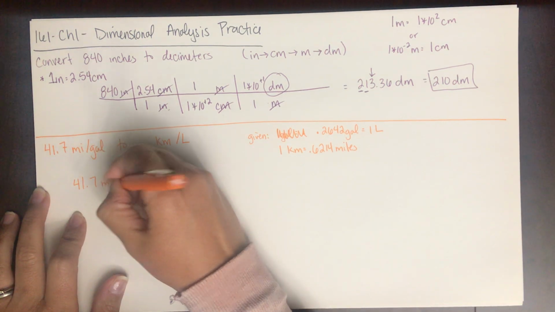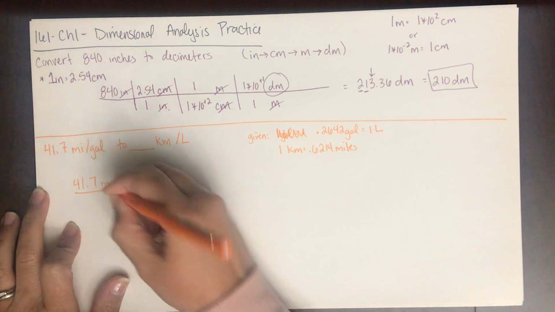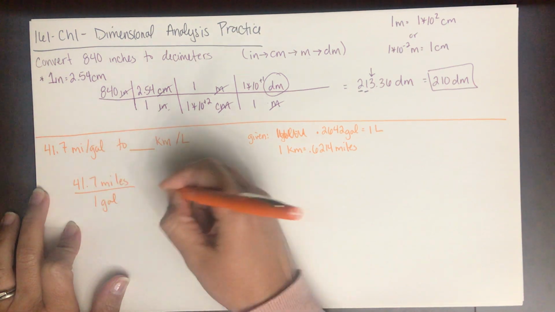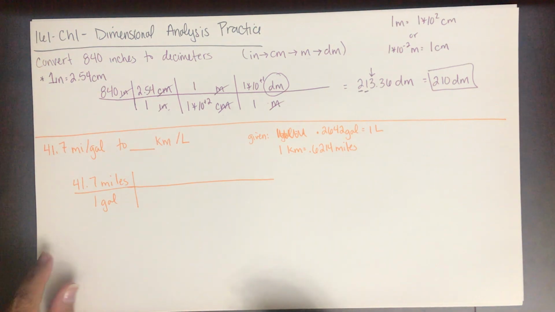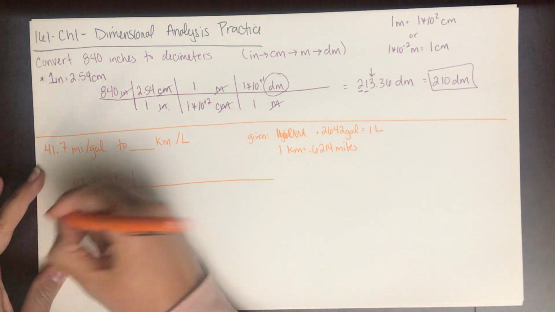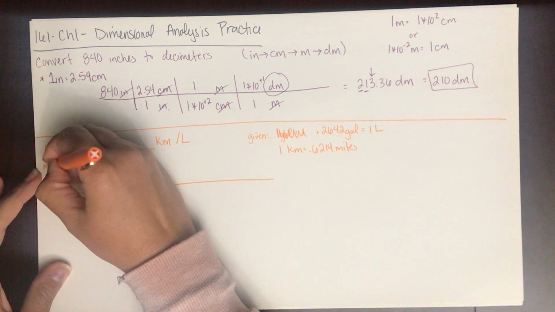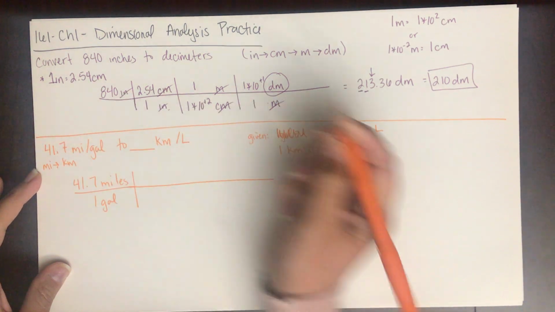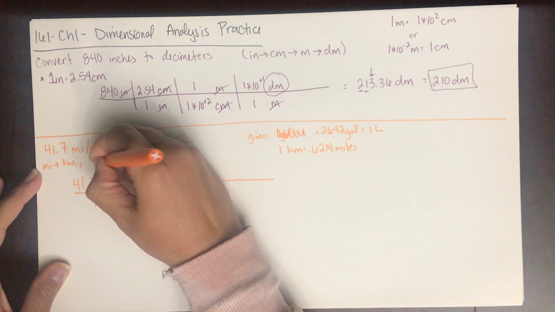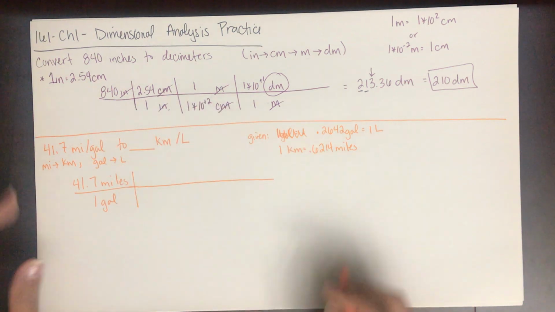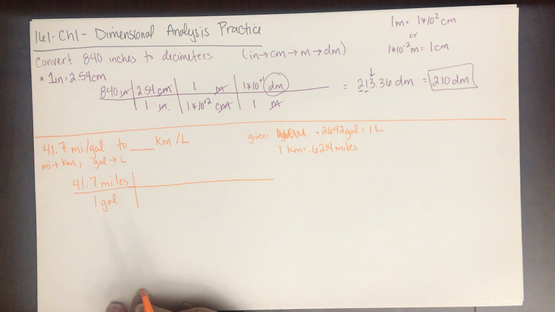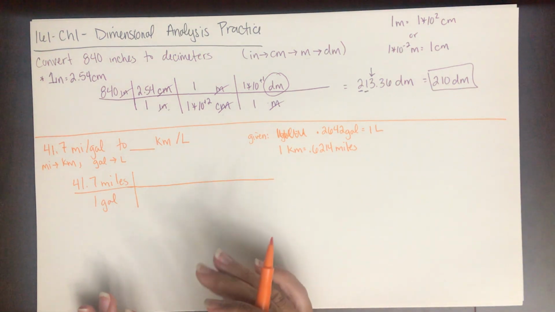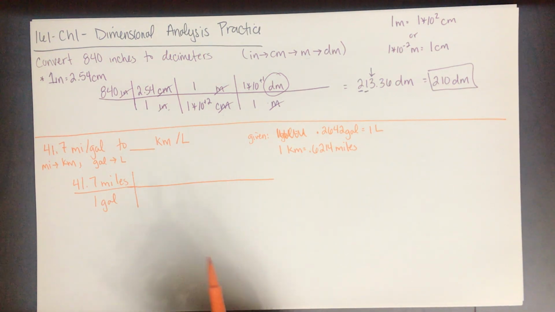41.7 miles, I'm just going to write miles, in 1 gallon. So two things are happening here. I want to convert miles to kilometers, and I want to convert gallons to liters. So miles to kilometers and gallons to liters. We can only do one at a time. So let's convert miles to kilometers first.